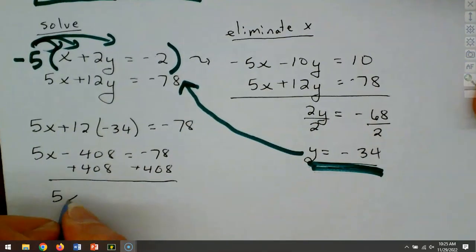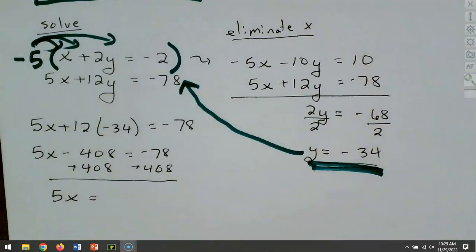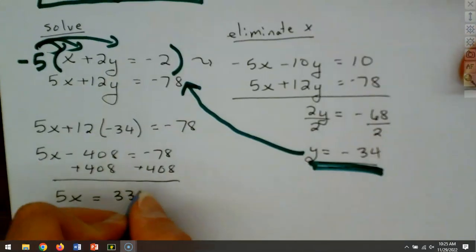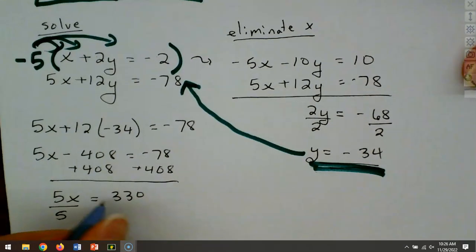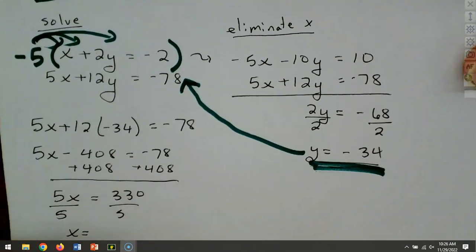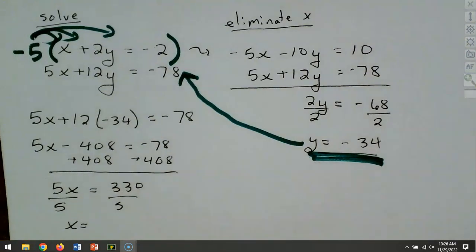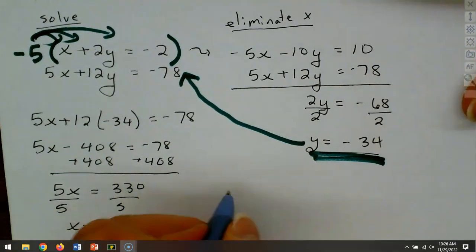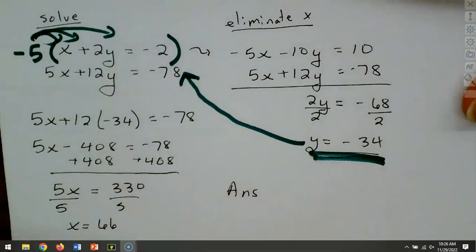And now we've got 5x equals, we've got 408, which is positive. Take away that 78. That gives you 330. Divide by our 5, and we now have our x, which our x is now what? 66. So that's our answer. It took us a minute to get there.